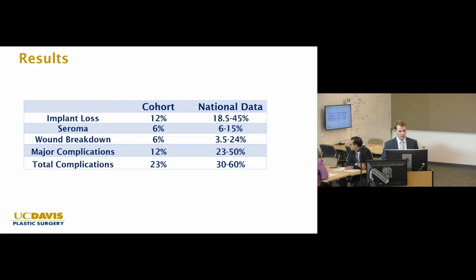Overall, looking at our data, we had 12 patients with implant loss, 12% of our patients. 6% had stromal breakdowns. And overall, major complications and total complications were 12%.